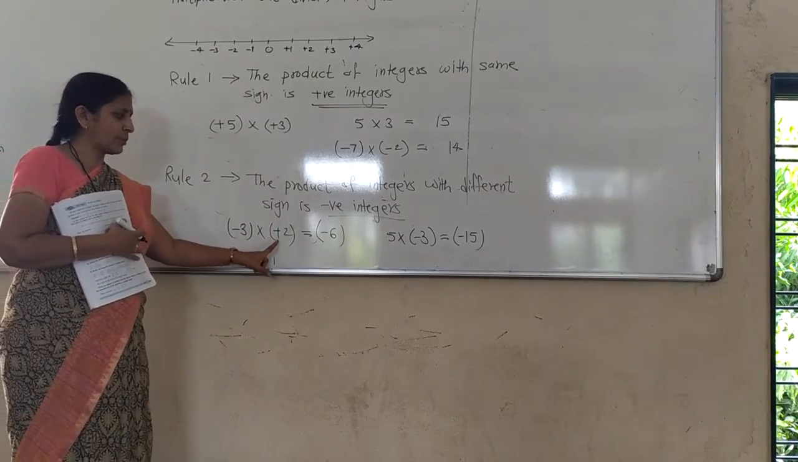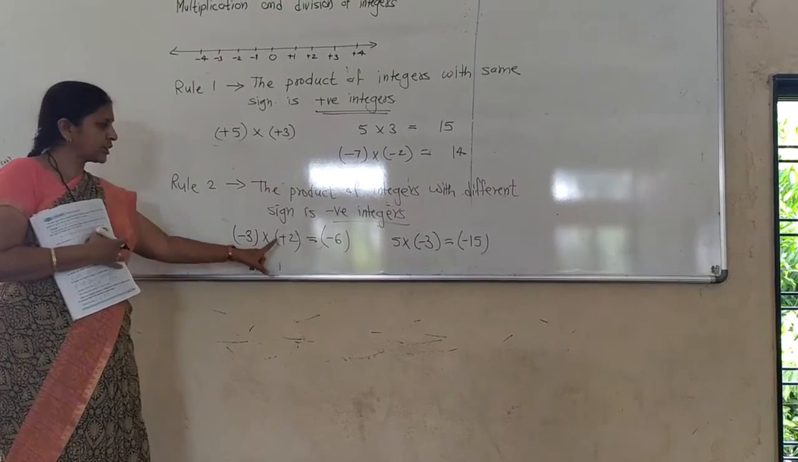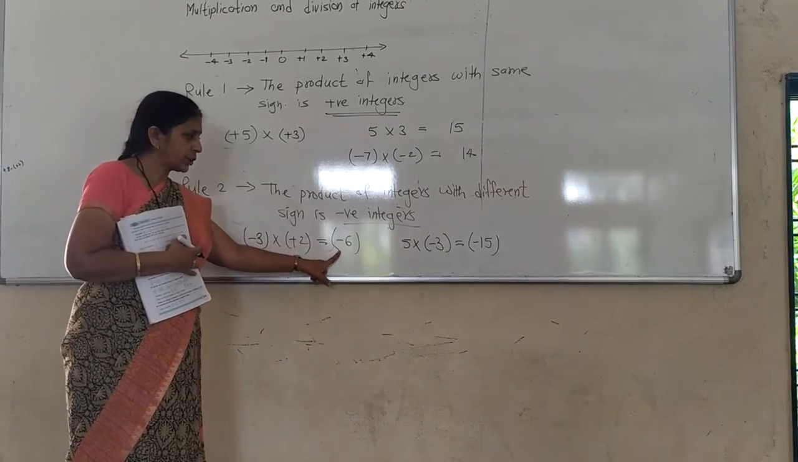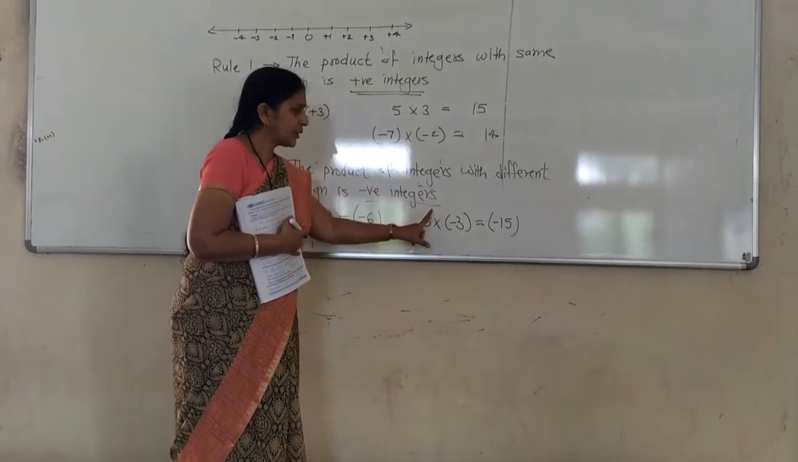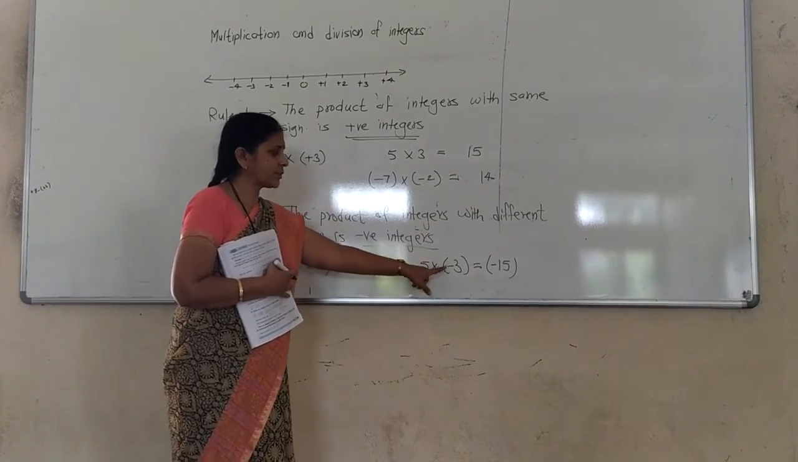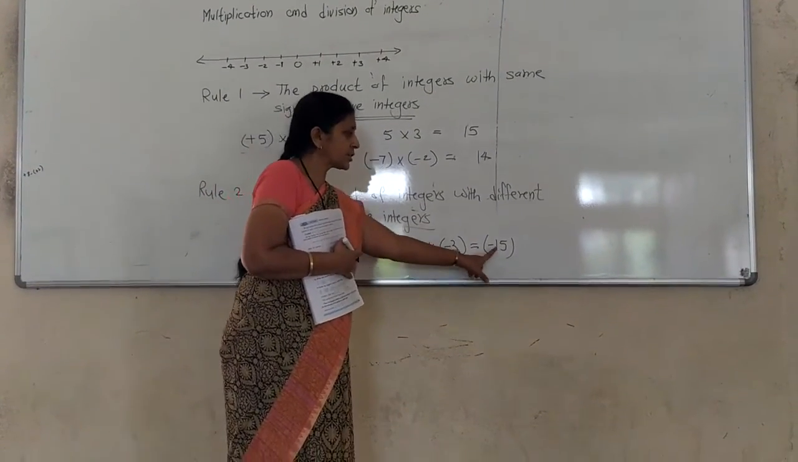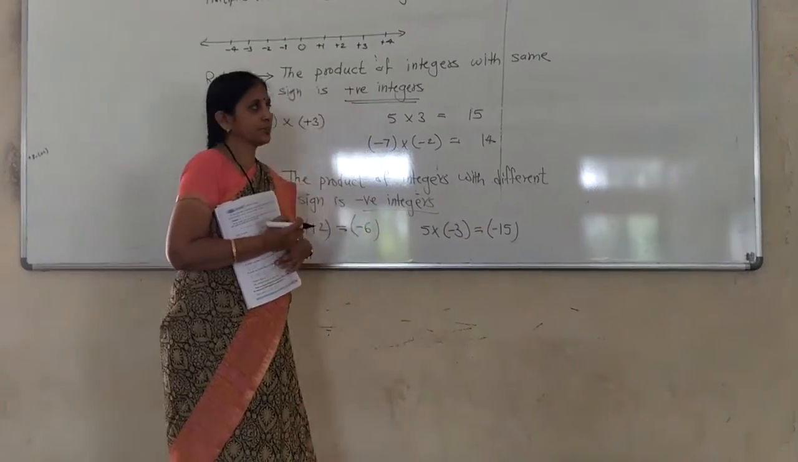Minus 2 multiplied by plus 2. One is negative, one is positive. That will give us a negative integer answer. Then 5 multiplied by minus 3. Here the first one is a positive number and the second one is a negative. So that will give us the negative integer.